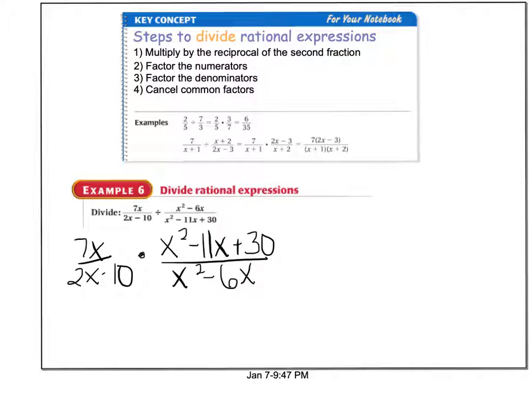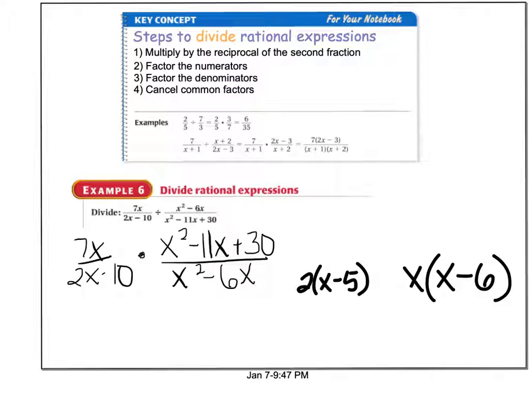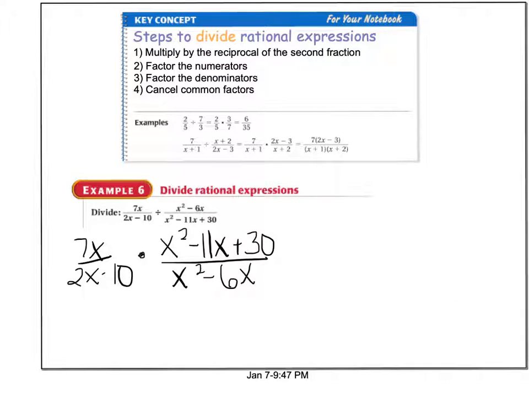This denominator has a common factor of 2. And the other denominator has a common factor of x. Now we can cancel any common factors that we see. This leaves you with 7/2 being the simplification of this division problem.